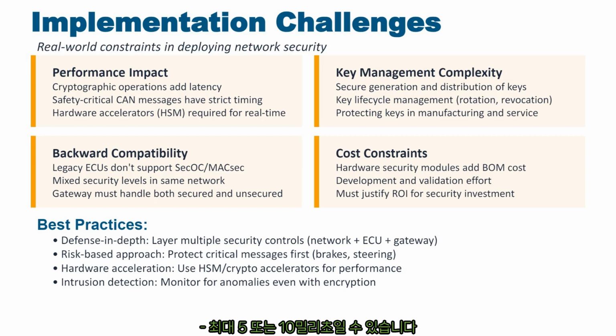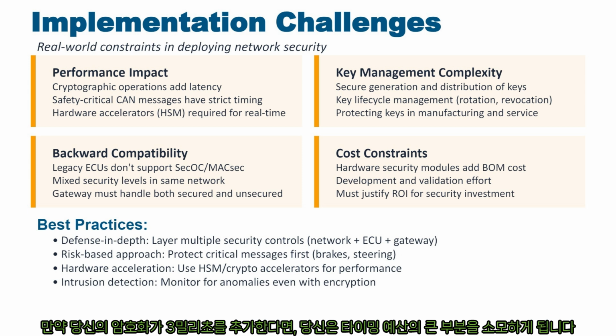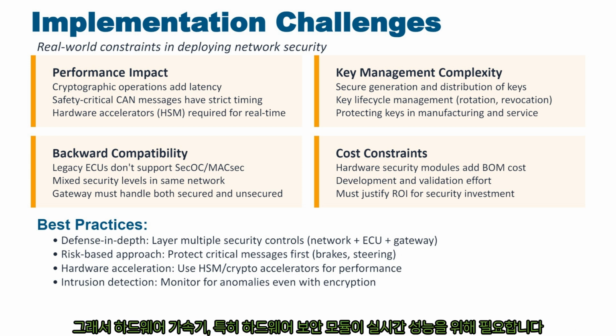Safety-critical CAN messages often have strict timing requirements, maybe 5 or 10 milliseconds maximum. If your crypto adds 3 milliseconds, you're eating up a huge chunk of your timing budget. That's why hardware accelerators, specifically hardware security modules, are required for real-time performance.